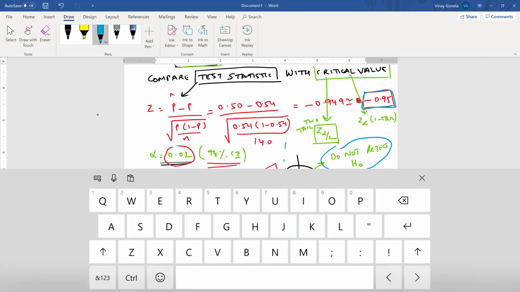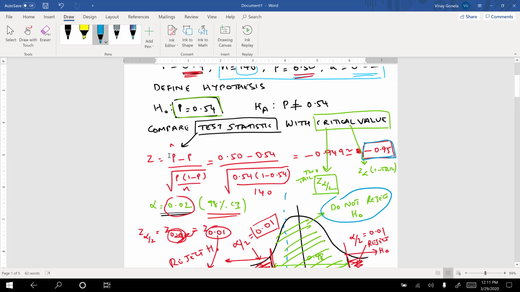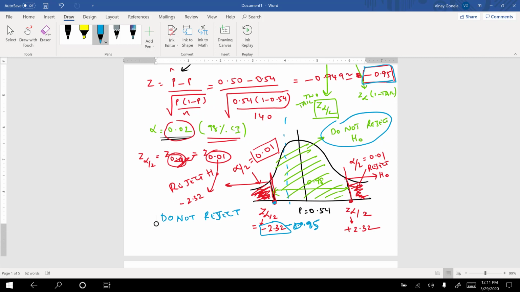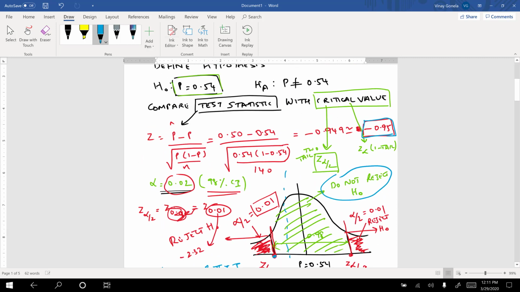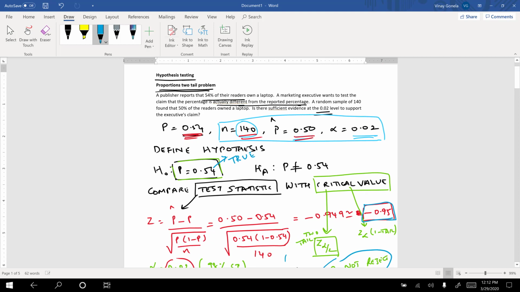So we are in do not reject. Our conclusion is do not reject. That means do not reject H null. That means this statement is true. So our publisher's claim that 54% of their readers own a laptop is true.